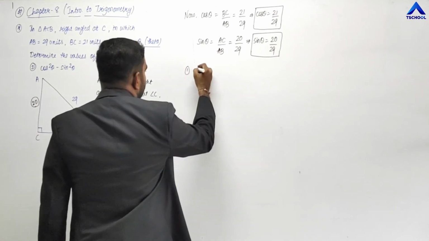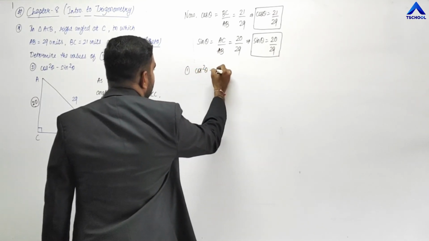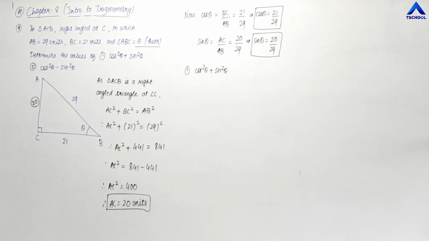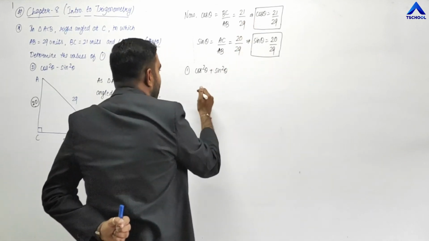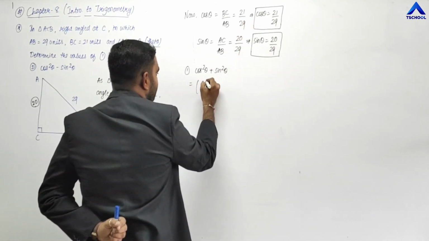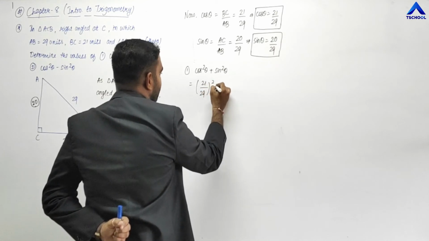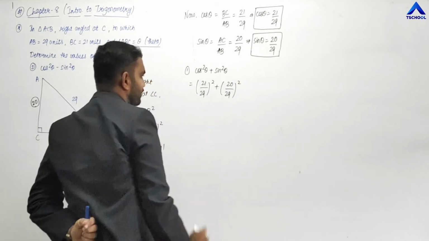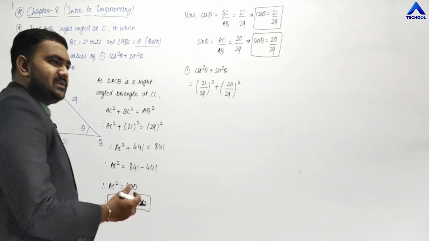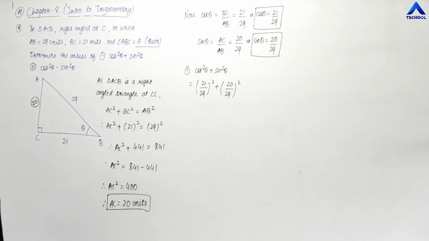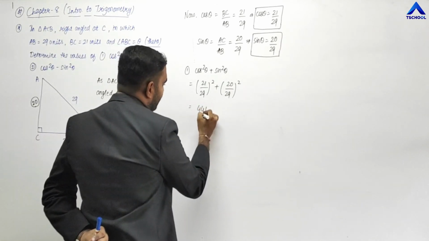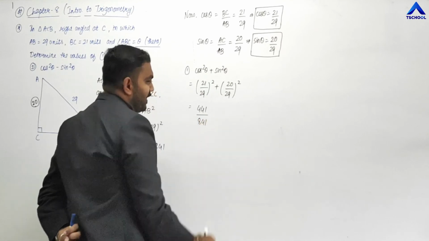So first one, we need to find out the value of cos square theta plus sin square theta, right? Let us put down the values. We are having the values here, that is equals to (21 upon 29) whole square plus (20 upon 29) whole square, right? Let us see that we can square both these ratios here. What will be the square of 21? That is 441 divided by 841.